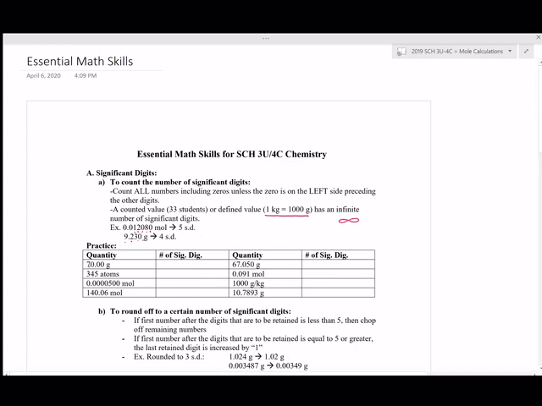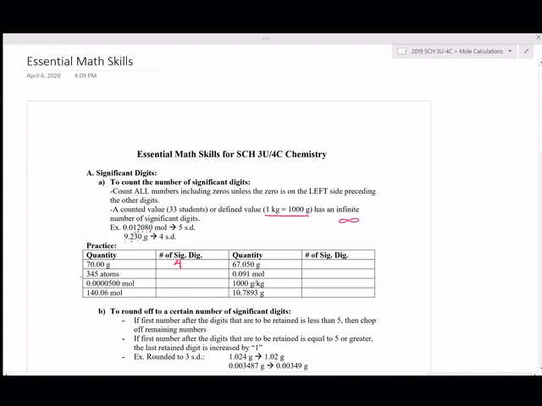Okay, so 70.00 grams. Remember, zeros after are important because they are really showing you how accurate that scale was. So we're going to count all of those digits. So we'll have 4 significant digits.